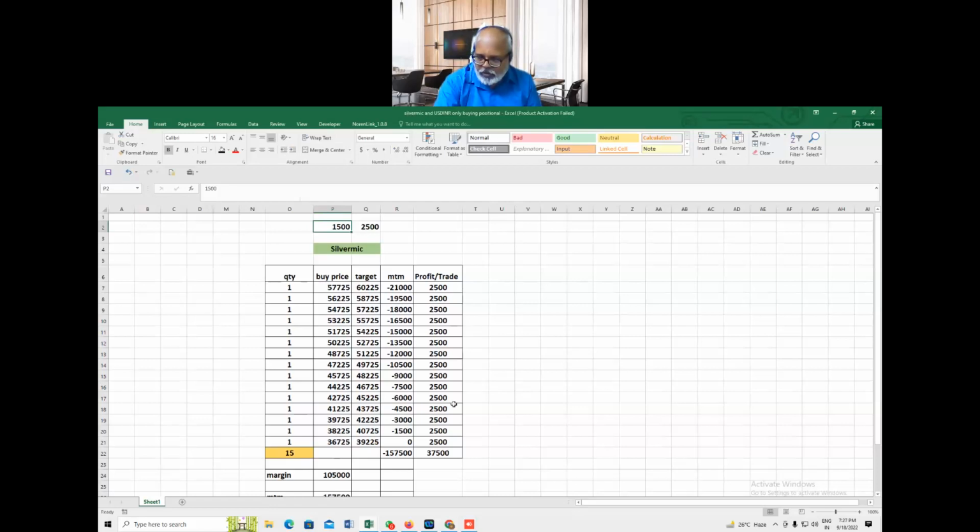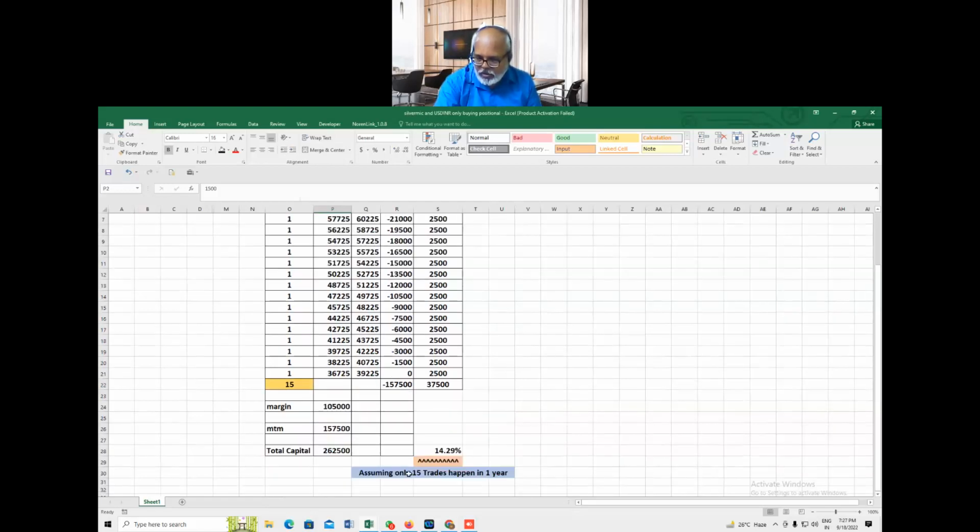Similarly, the trades that we are expecting is one trade per month. I'm not saying that every month you will get one trade. You may get more trades, or we are calculating the least points, that only 15 trades are done in a year. It can be possible that you get 30 trades or 40 trades, then your profitability will depend on that. But we are considering the least possible trades.